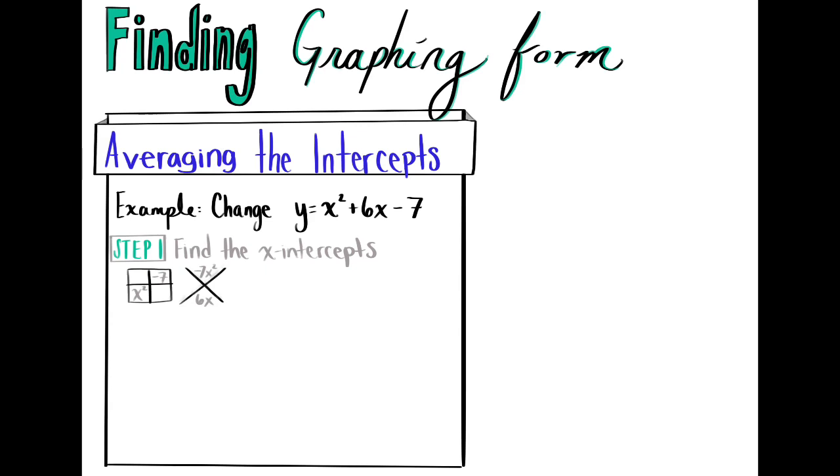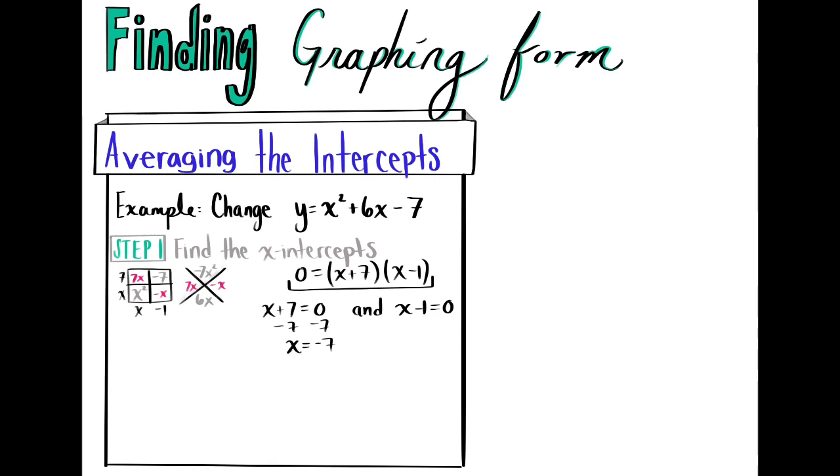So that means I have 7x times negative x will give me negative 7x squared, and it'll add to give us 6x. So that gives us our factored form, x plus 7 times x minus 1. When we solve these two equations, we get x is negative 7 and x is equal to 1.